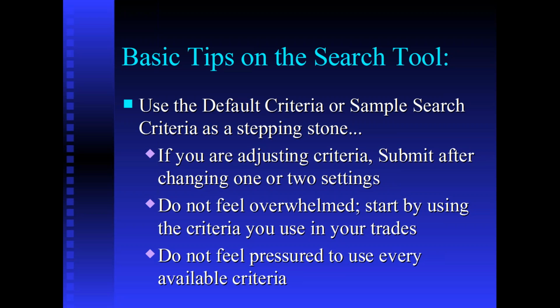I get results of 44 back. Maybe I continue to increase my probability or increase my net credit at that time, but just do it one at a time. Never, ever feel pressured to use every available criteria.